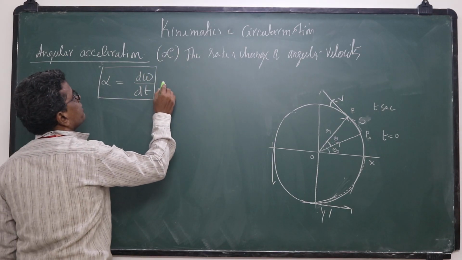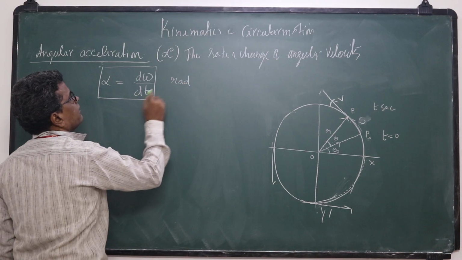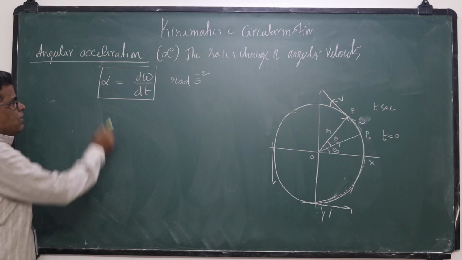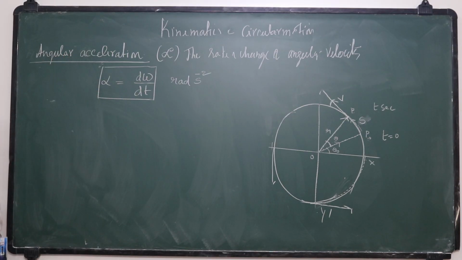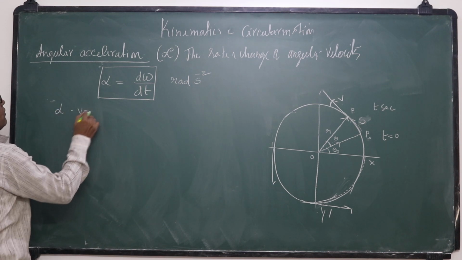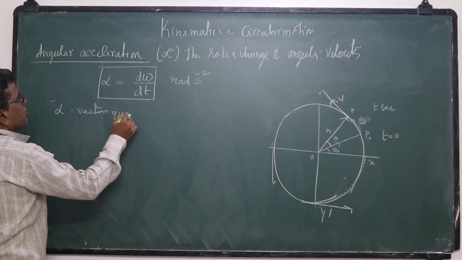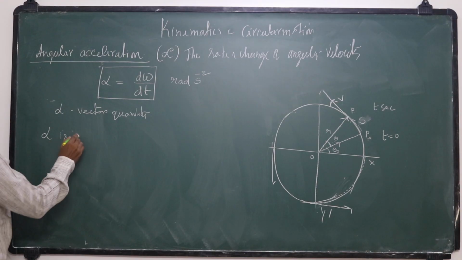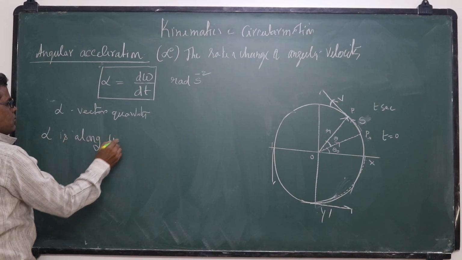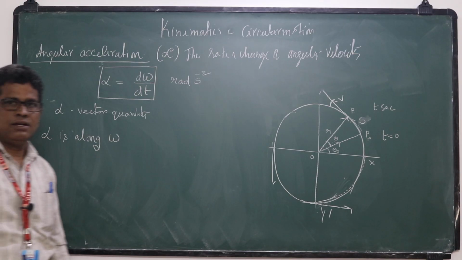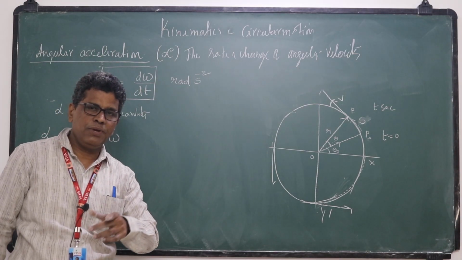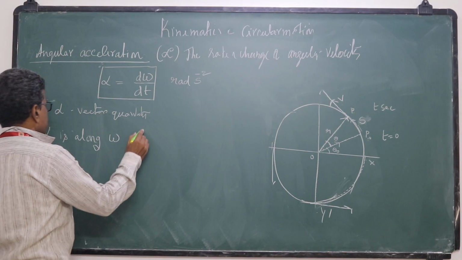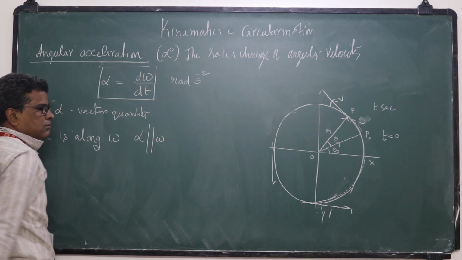So this is the formula for alpha. What is its unit? Radian per second squared, second to the power minus 2. This is the SI unit of alpha. It is also a vector quantity. Alpha is also a vector quantity. What is its direction? Alpha is along omega. If both are parallel, that means they are in the same direction. Alpha is parallel to omega.